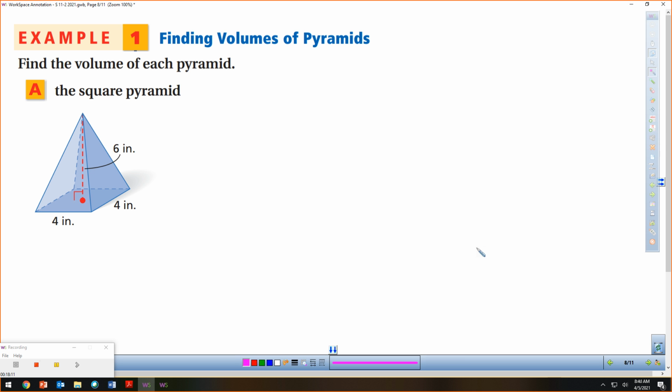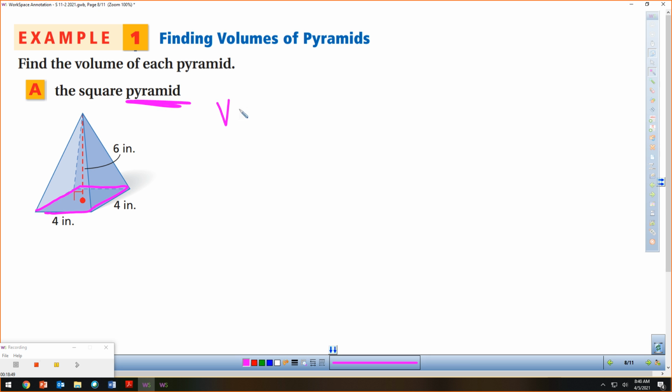Okay, how many bases does this figure have? How many bases do I have here, guys? 1. What shape is it? A square pyramid. Pyramids, by definition, have only one base. Here is your base down here. Okay? So, because it has one base, use the volume formula with one base.